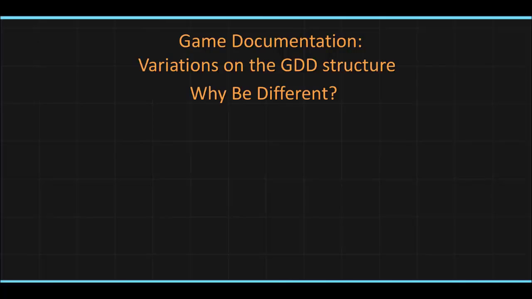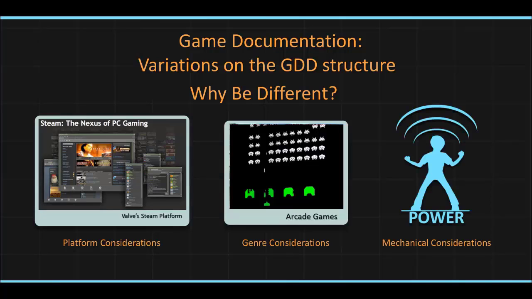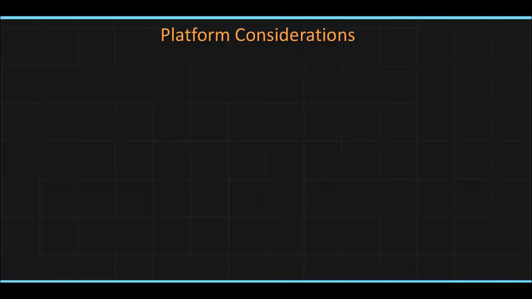So why would we want to be different? Well, the problem with every game using the same GDD structure is they begin to look the same. While this can be a good thing in terms of evenness and consistency, it can stifle creativity. In addition, because of the massive diversity in game design and styles, it may also be the case that one particular layout of the GDD just fits a certain game better than another. And often we will take in platform considerations, genre considerations, and mechanical considerations when choosing a template for our GDD.